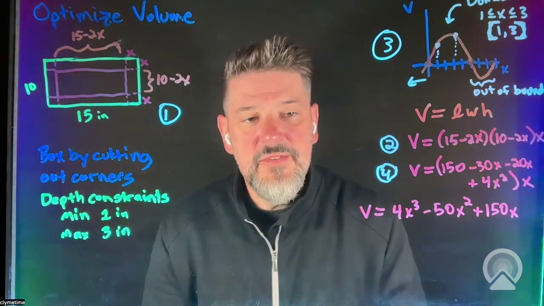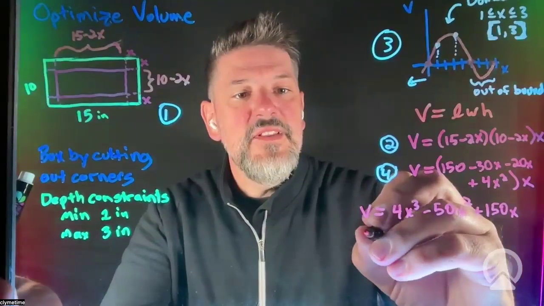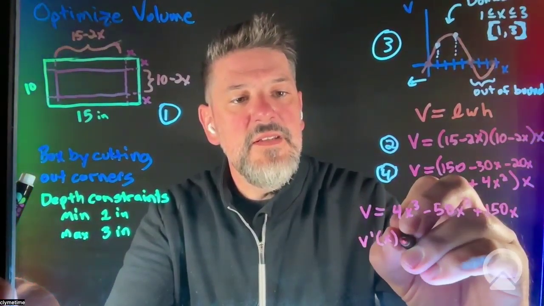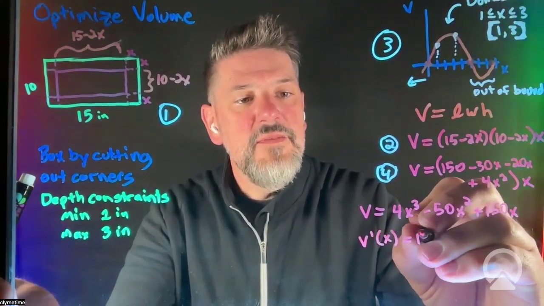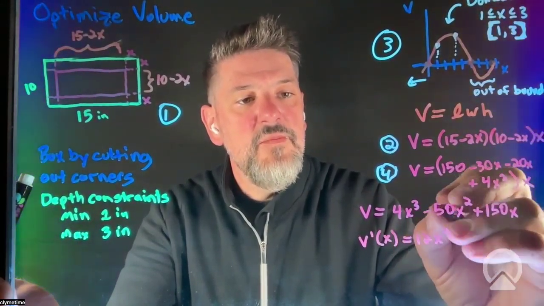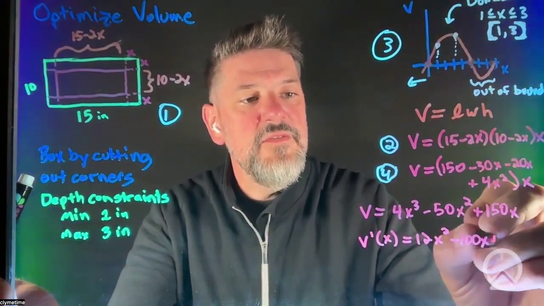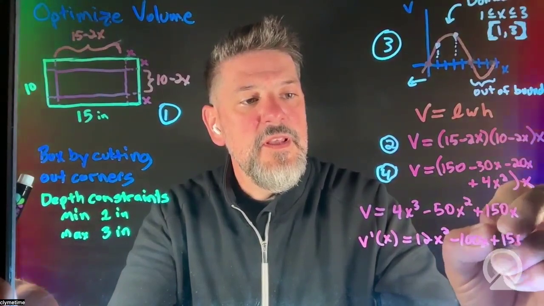But it is much easier. You don't have to use the product rule. So let's find the derivative now. The derivative with respect to x is going to equal 12x squared minus 100x, just doing the power rule on each term, plus 150. Okay, so that's the derivative.